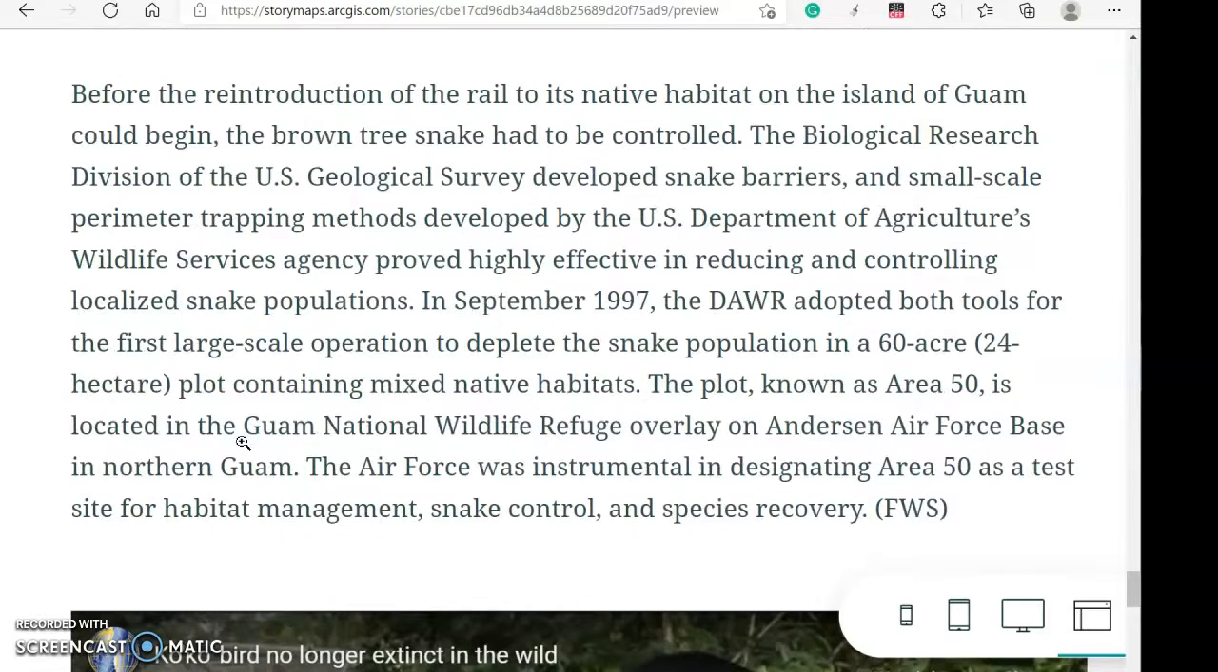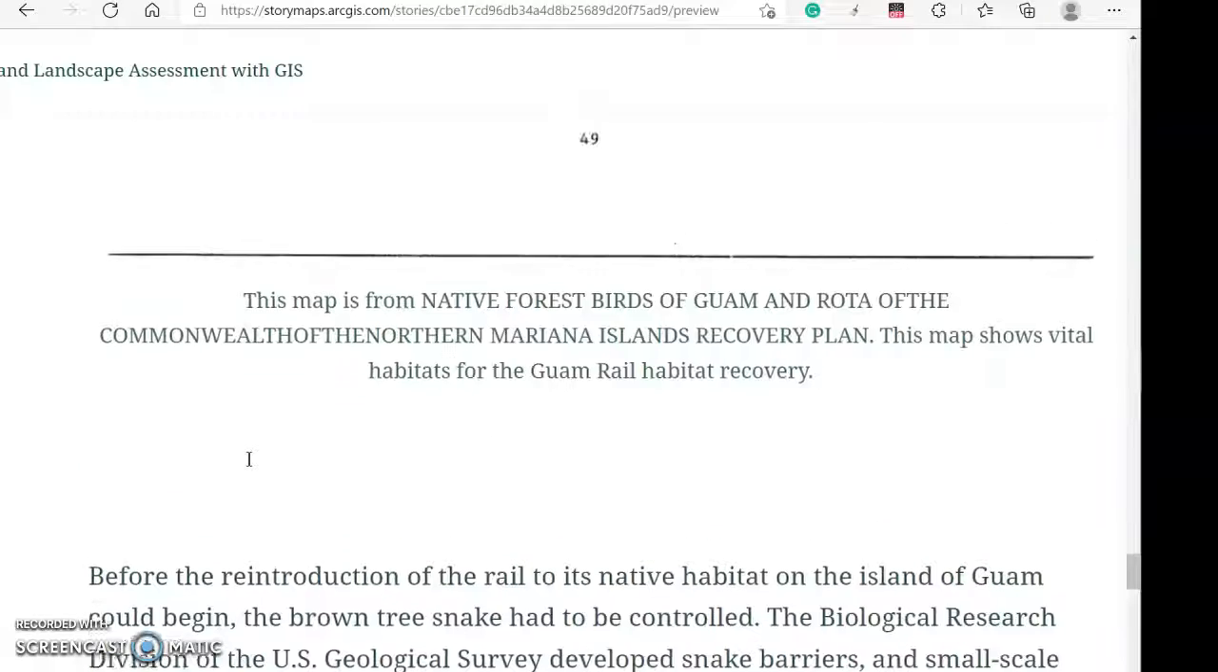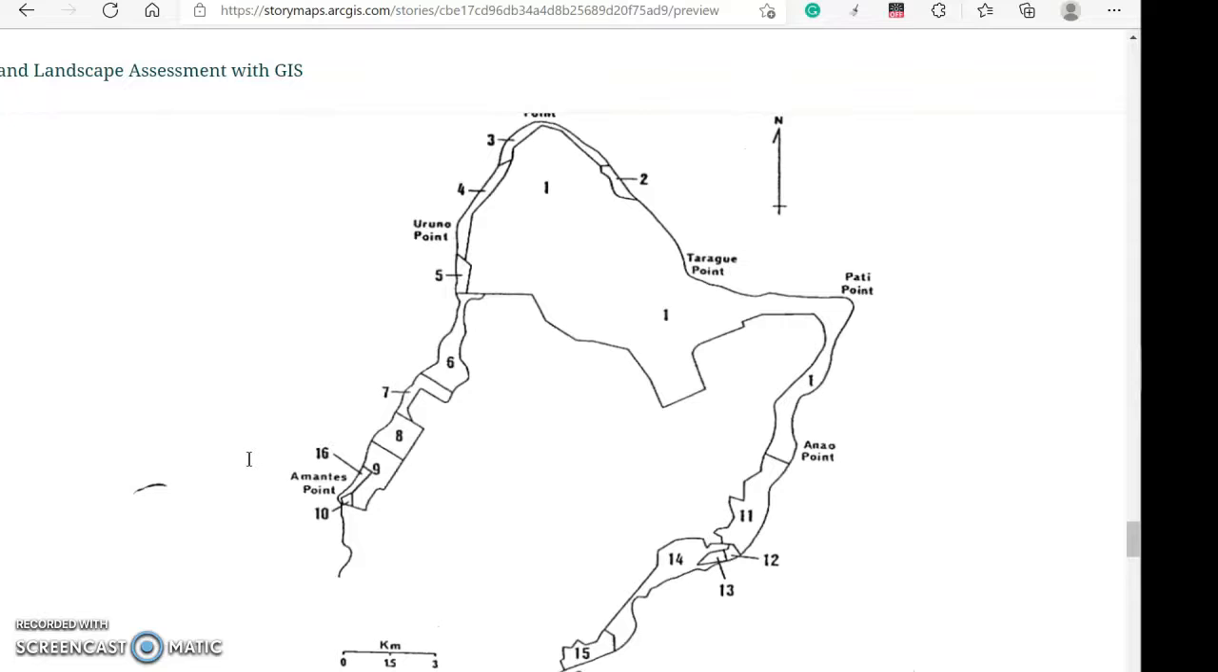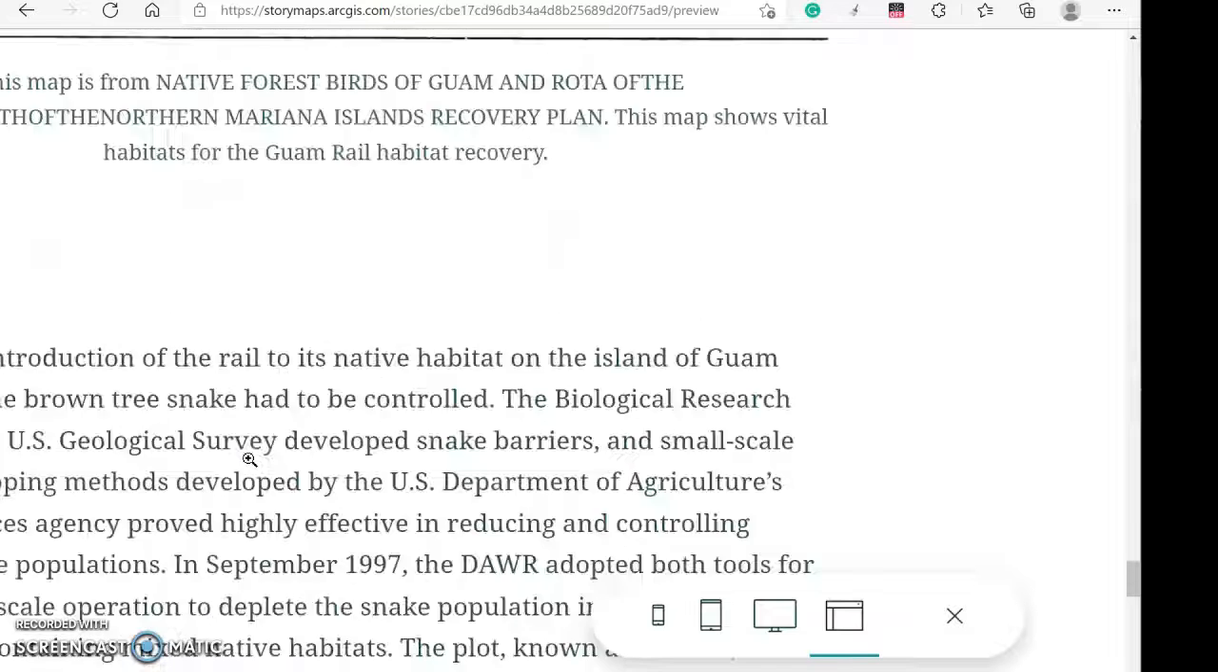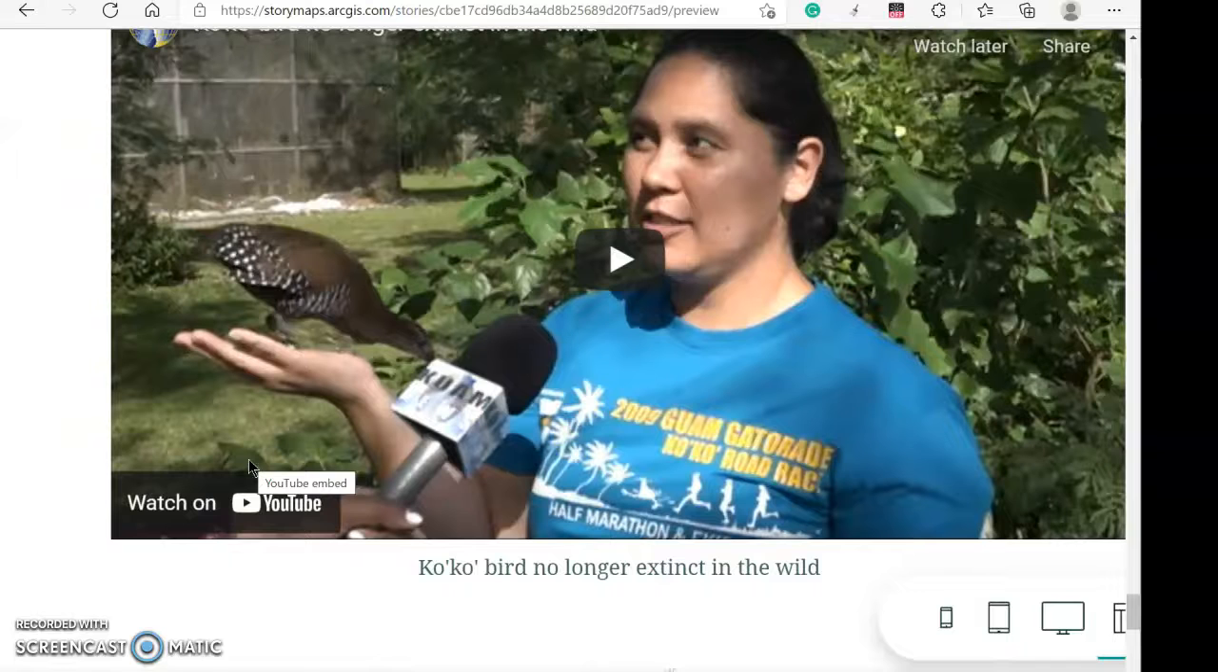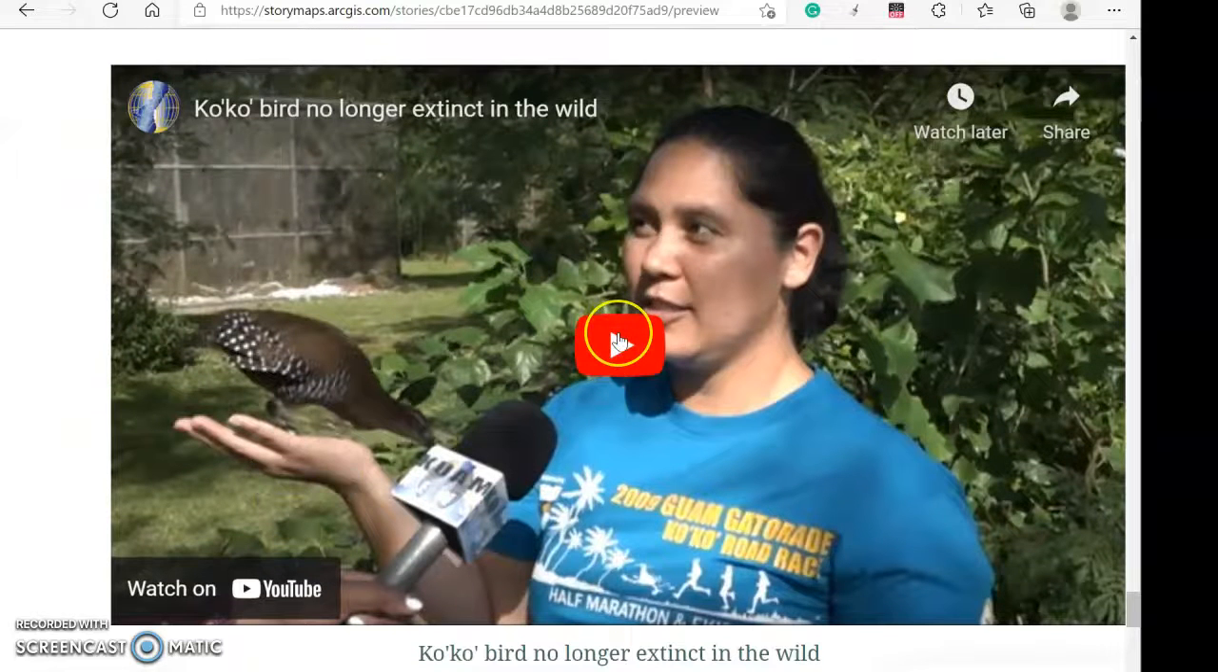Before the reintroduction of the Guam rail to its native habitat, the brown tree snake had to be controlled. So once the small scale and large scale traps have been completed and the brown tree snake has either been effectively eradicated or the population is controlled to a minimum, we can bring the Guam rail back. Okay, all right, and this is a short video clip of the Guam rail and where they are right now.